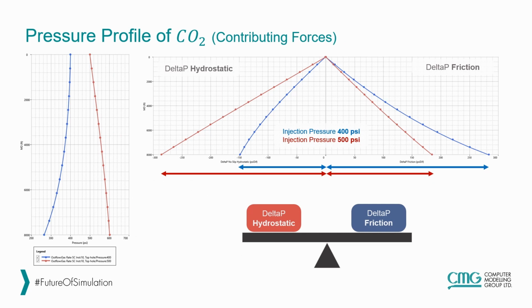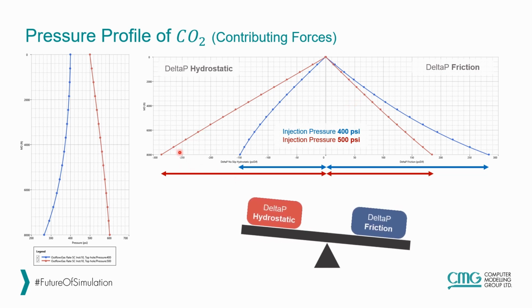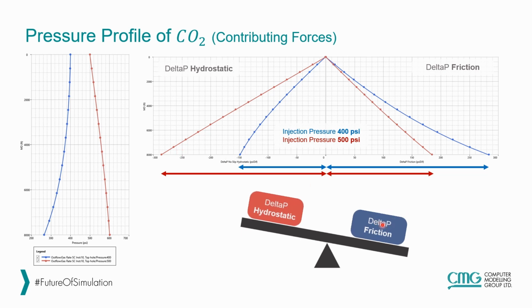Now let's pick two pressure profiles. One that is normal, the red one, in which the bottom hole pressure is more than the injection pressure, and the blue one that is reversed. By plotting the components of these pressure profiles, we see that for the reversed trend, the friction component is dominant. So on this plot, on the right hand side, we see the friction, and on the left hand side, we see hydrostatic. So if we compare the magnitude of friction component versus hydrostatic, we see that friction is dominant.